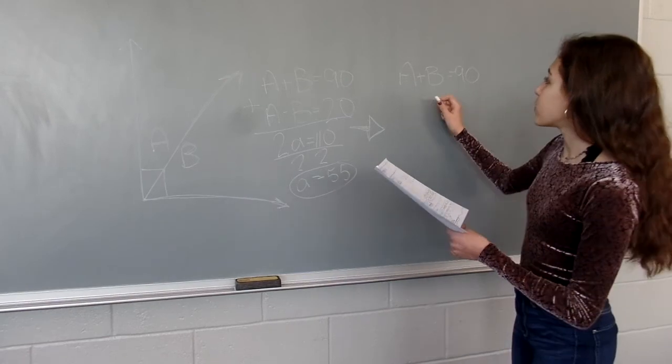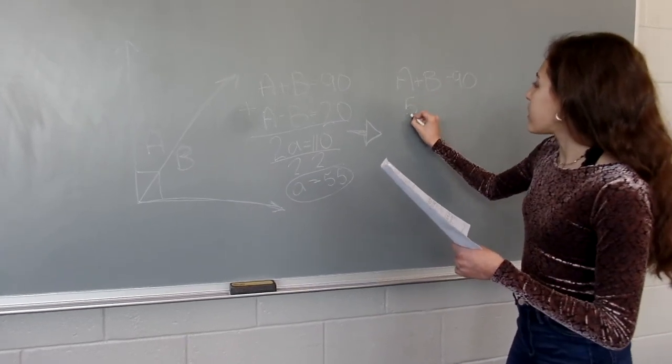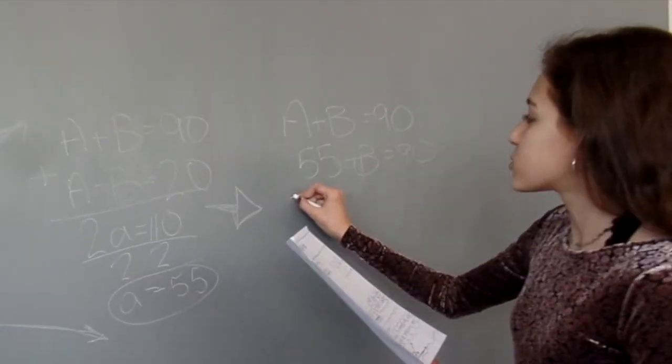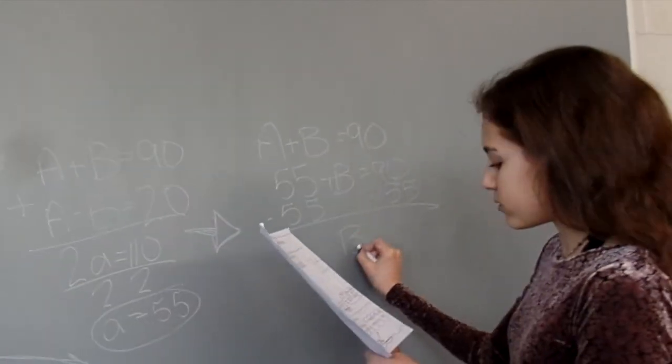To find B, you're going to want to substitute A for 55. 55 plus B equals 90. Subtract 55 to get B equals 35.